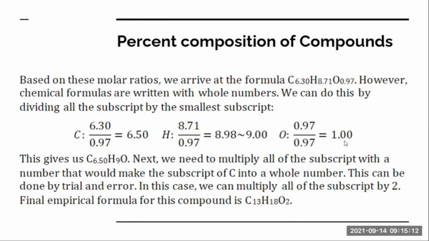Okay, but this gives us C6.5, H9, O1. Again, there should be no decimal, but we still have 6.5. This cannot be rounded off. You can round it off if it's near, like 8.98. So in order to make this a whole number, we should think of a way, okay, how to make 6.5 a whole number.